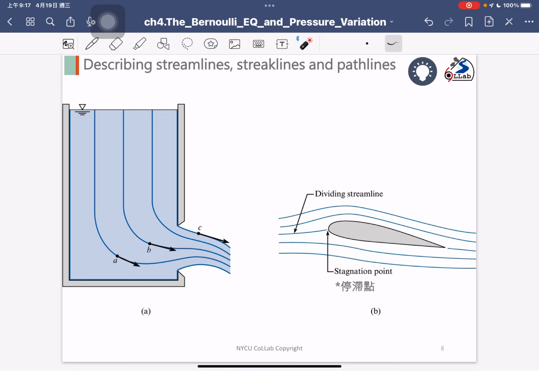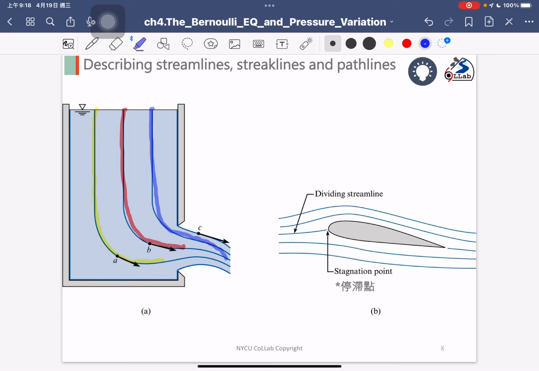streamline. So you see the blue line here is our streamline, okay? And then you can see that the streamlines are always parallel to each other, okay? This is our streamline here, and another streamline here, and all of them are parallel to each other, right? Okay, and what is the streamline?